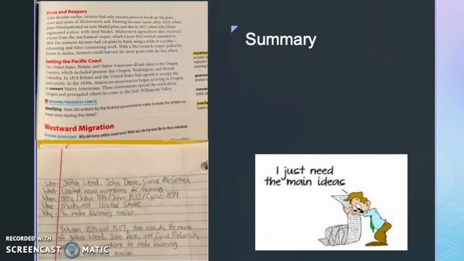And afterwards, I have all my students put all that information into one sentence. And this individual put, between 1819 and 1837, 3 men by the names of Jethro Wood, John Deere, and Cyrus McCormick created new inventions to make farming in the Midwest easier. In years past, if I would have told my students, all right, class, read the passage on plows and reapers and tell me what you got from this passage, many of the students would tell me, well, you had these men, they invented some new farm equipment. However, using the who, the what, the when, the where, and the why, you're able to get more details and provide a better thesis statement and a better summary.